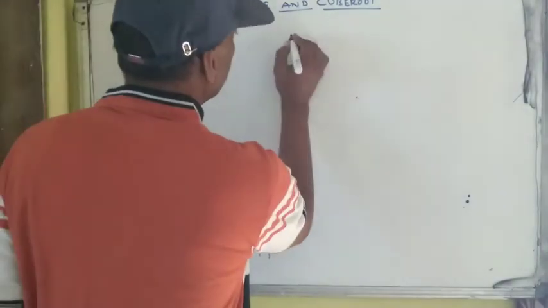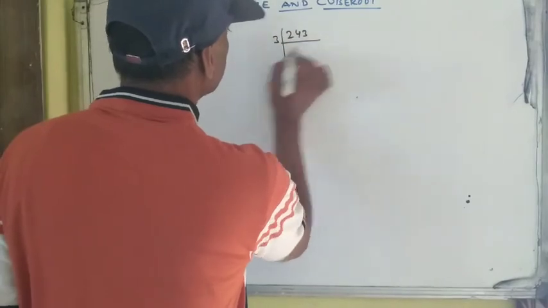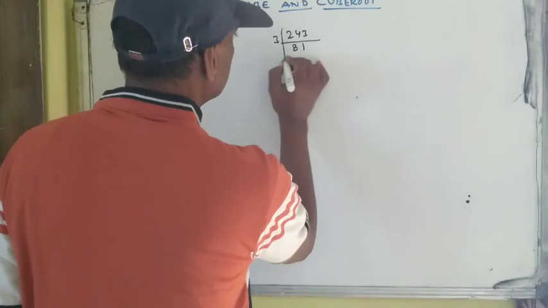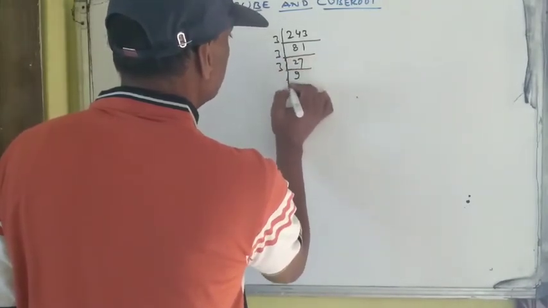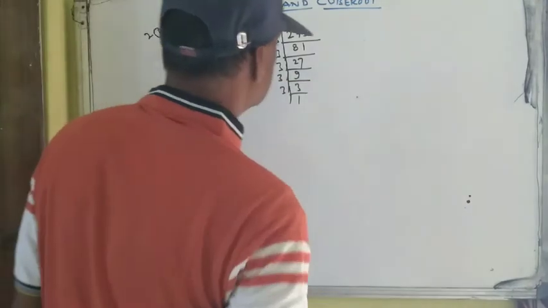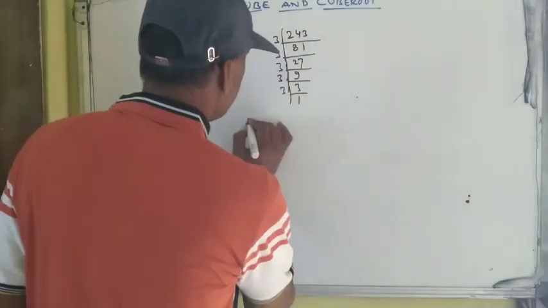So let us find out the factors of 243. This is by 3, 81, 27, 9, 3. Okay, now we have to see what is happening here.